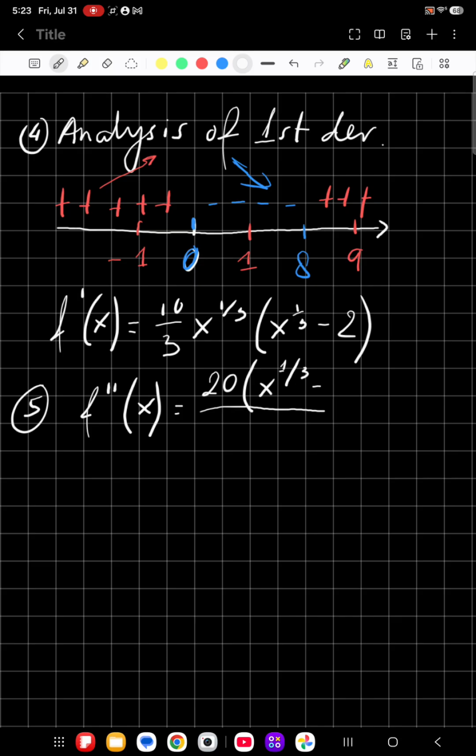Okay, so this is the second derivative. That's what I got, divided by 9 times x to the power of 2 over 3. Okay, so we make it equal to 0. Right, so the next step would be to find those possible inflection points.